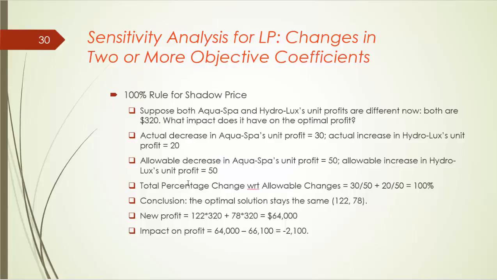So the total percentage change with respect to the allowable change is 30 divided by 50 plus 20 divided by 50, which is equal to 1 or 100% exactly. That is to say, the optimal solution stays the same, 120 Aquaspars and 70 Hydrolaxis, still the optimal product mix. And we can easily compute the new profit. That is going to be 320 times 200, which is $64,000. The net impact will be a decrease in profit of $2,100.